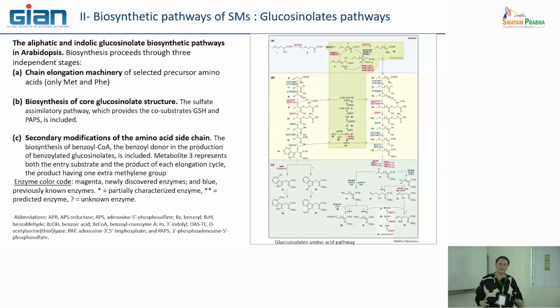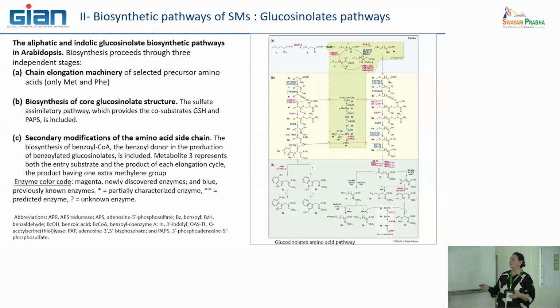And it is always the same organization. First, chain elongation, the chain elongation machinery from an amino acid that has been chosen as precursor. The second step is to build the core of the glucosinolate structure. There are some specific enzymes that are already well known. You see here mainly monooxygenase, and at the beginning and at the end mainly glucosyl transferase, because it is just the step before the last and final part of the pathway.